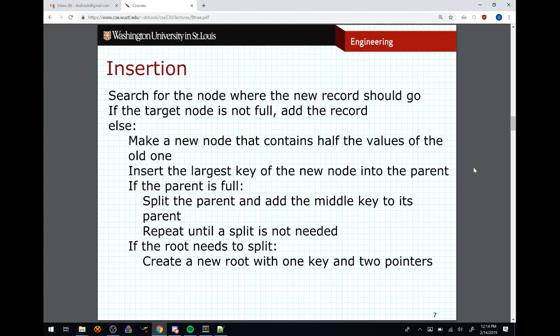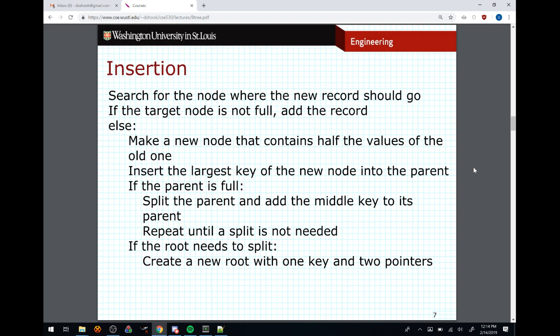If the root needs to be split, create a new root with 1 key and 2 pointers. But what should that key be? 5. Because it's the middle one of these 3, right? I perform the split. I take the middle value. I push it up. Perform the split. Take the middle value. Push it up. So I'm going to have a new root.